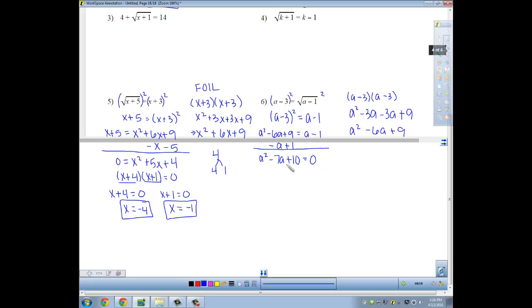Okay, so now I'm going to take my 10 and think what two numbers multiply to get 10 but add to get negative 7. Then that's going to be negative 2 and negative 5. Since those were negatives, when I go to write them down in parentheses, I write x minus 2 and x minus 5. And then set both parts equal to 0. So x minus 2 equals 0 would give me x equals 2. And then x minus 5 equals 0 would give me x equals 5.